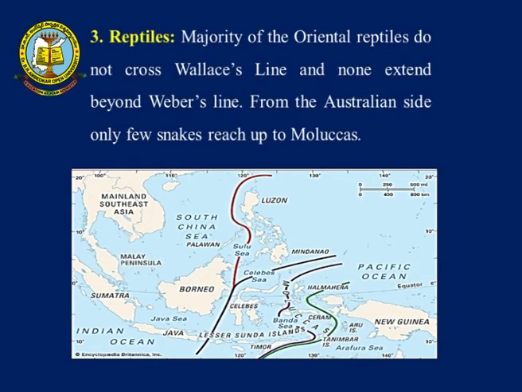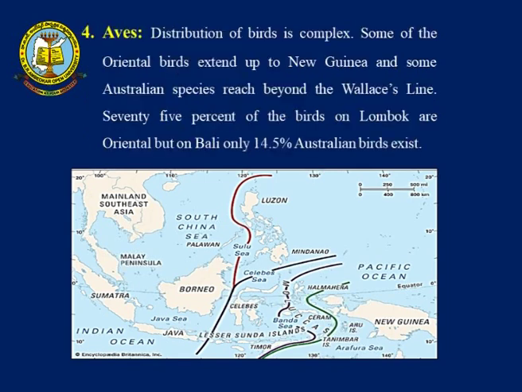Fauna of the reptiles of this Wallacea: the majority of the oriental reptiles do not cross the Wallace line and none extend beyond Weber's line. From the Australian side, only a few snakes reach up to Moluccas. Aves, the distribution of birds is complex. Some of the oriental birds extend up to New Guinea and some Australian species reach beyond the Wallace line because they were able to fly.